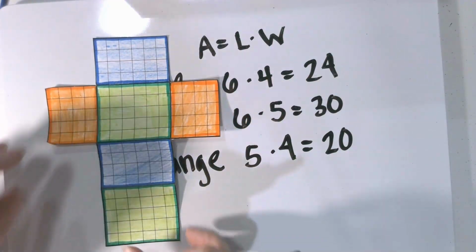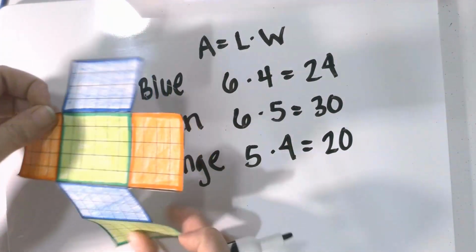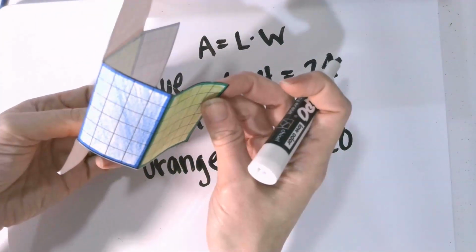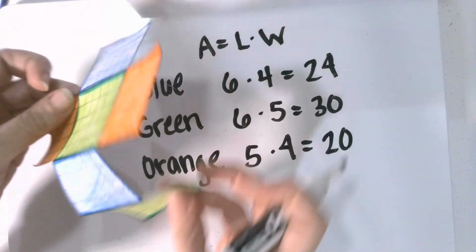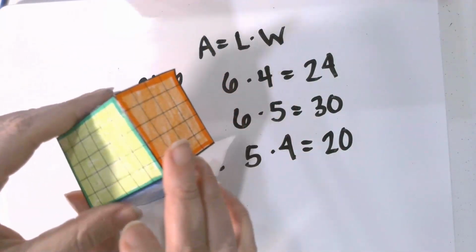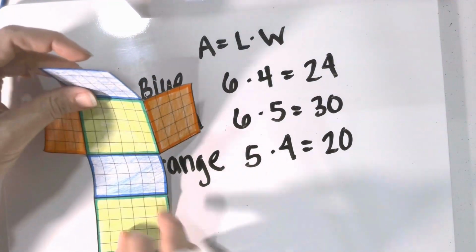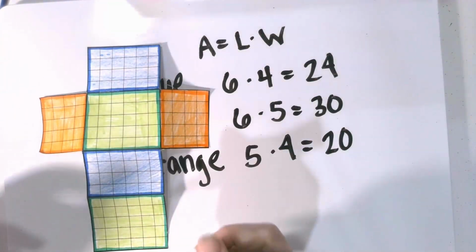Okay? And you can see that unfolded, these two green sides would be opposite if I put them back into their shape of a prism. The two orange sides would be opposite one another, and then the two blue sides would be opposite one another. Okay? But unfolded, it looks like this. So we have two green, two blue, and two orange.